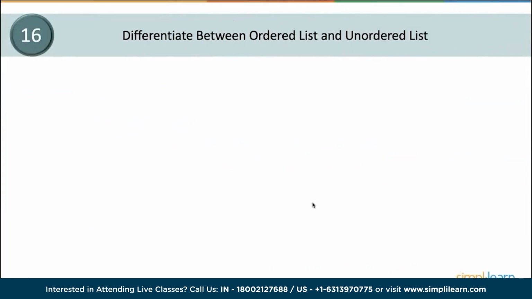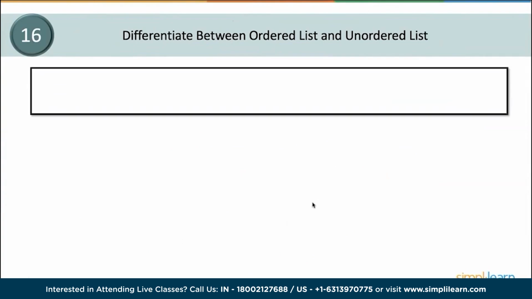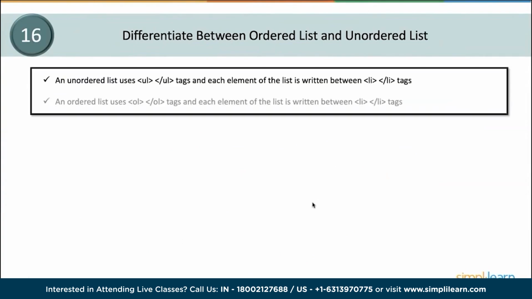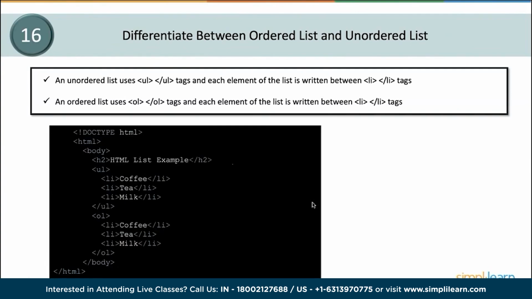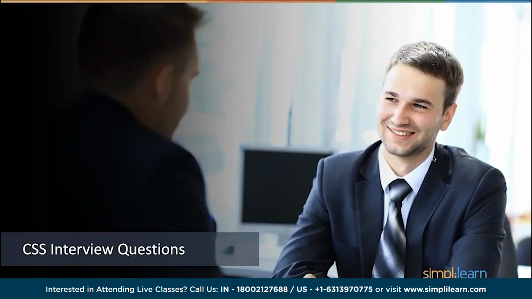Okay, the difference between ordered list and unordered list. Ordered list will give you different ways to display the data in Roman format, in numeric digits, or else in alphabetical order. But the unordered list is completely unordered. You don't get any options like an ordered list. The ordered list starts with OL and the unordered list starts with UL. So we have already seen the difference between ordered list and unordered list.